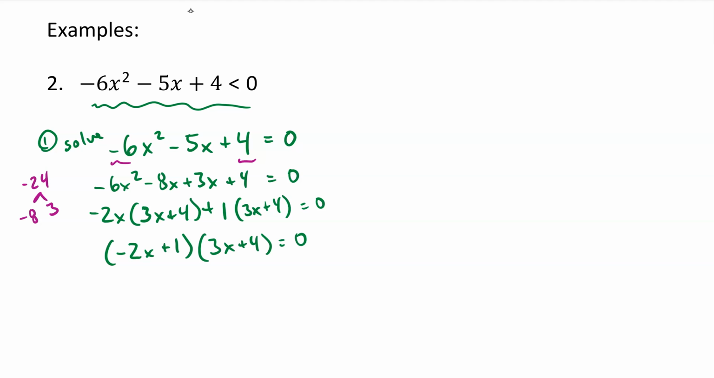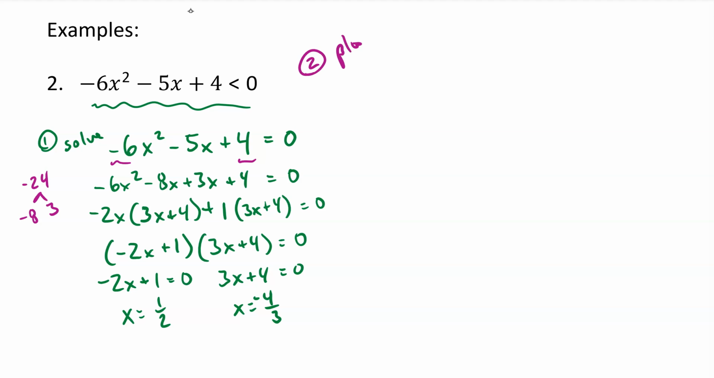Since I'm setting those equal to 0, of course, each factor can be set to 0. The first factor gives me 1/2 as a solution, x equals 1/2. And the second factor gives us negative 4/3 as a solution. Of course, my next step, I want to plot those on a number line.